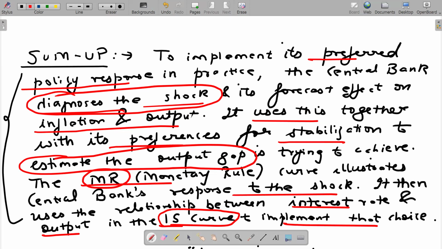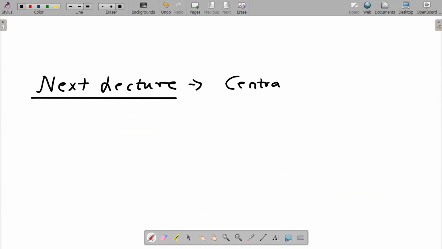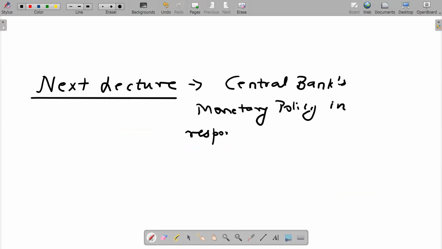So this lecture was a very theoretical lecture. It was an introduction to the topic. Okay. So I hope all students attending this lecture have made notes. In the next lecture, I'm going to look at a practical example. We are going to see the central bank's monetary policy in response to a consumption boom. We are going to see how the central bank is going to respond to a consumption boom. Something I intend to look at in the next lecture.